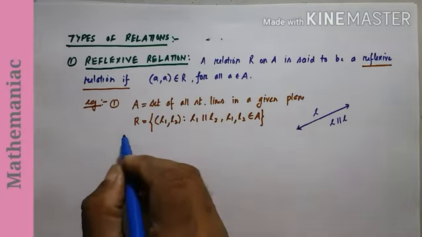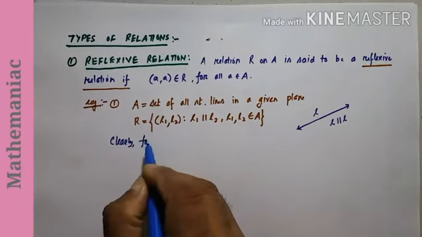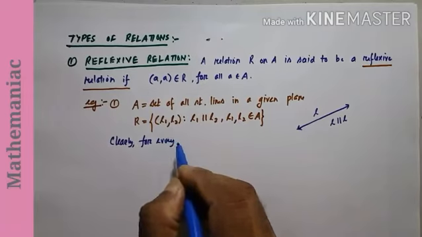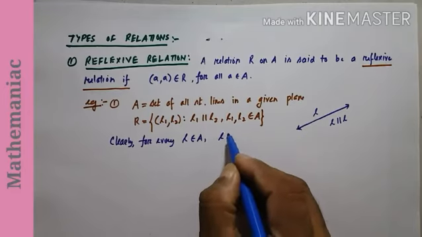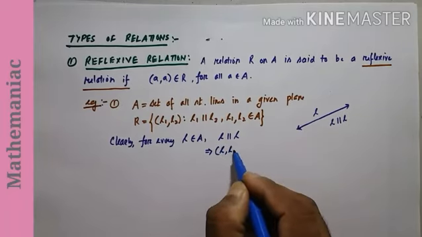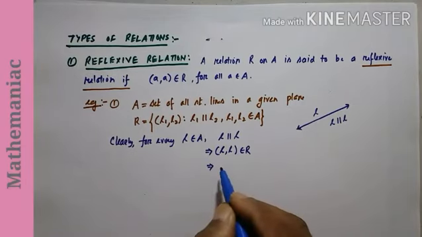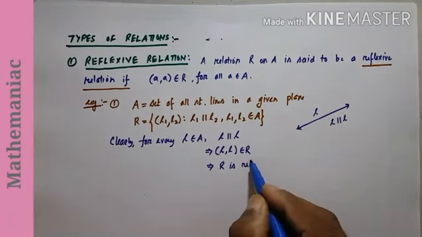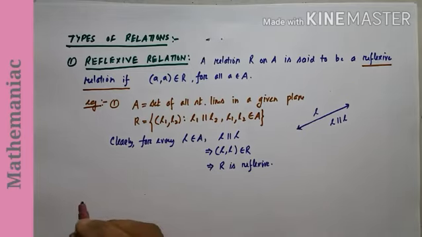So I can say here the reason clearly: for every L belonging to A, that means for every line L belonging to A, line L is parallel to L. So if this happens, I can say (L, L) belongs to R. So this implies that R is reflexive. That is a good example. Let us come to the next example. One more example we'll discuss, then we'll be going for another type.